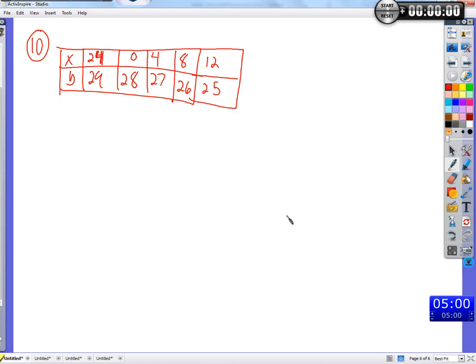About this table got messed up. Let's just change this to negative.